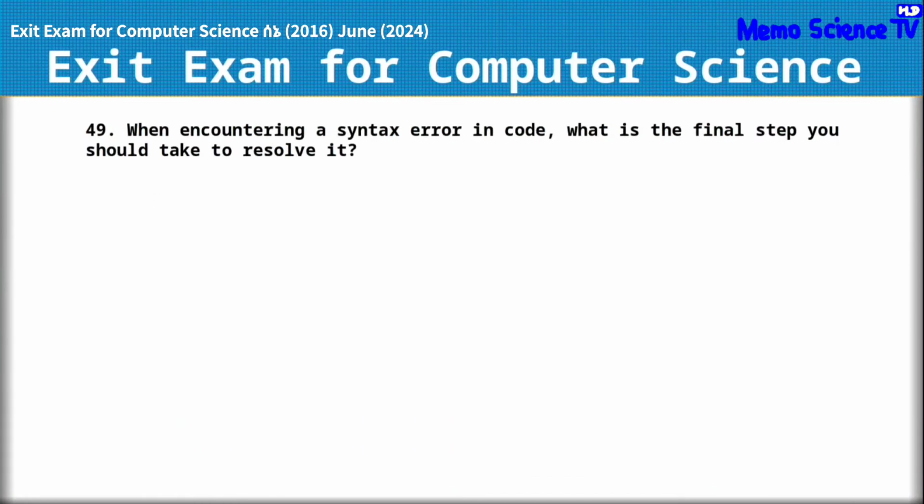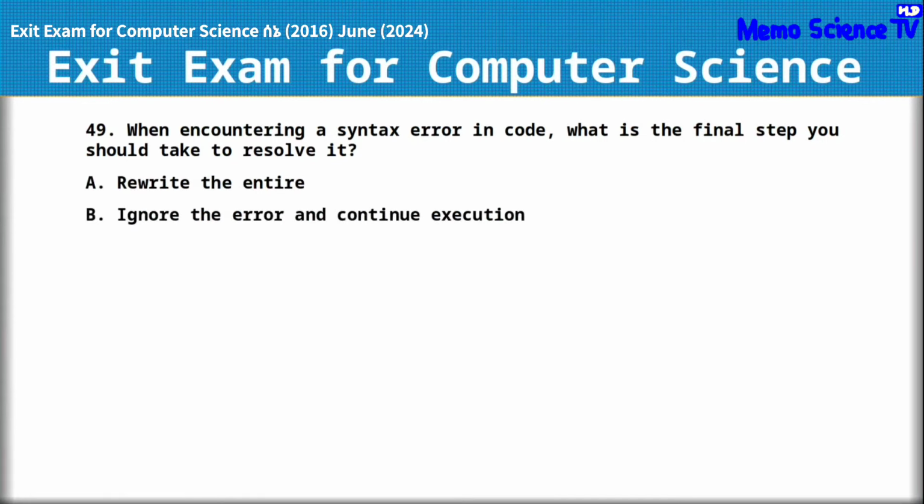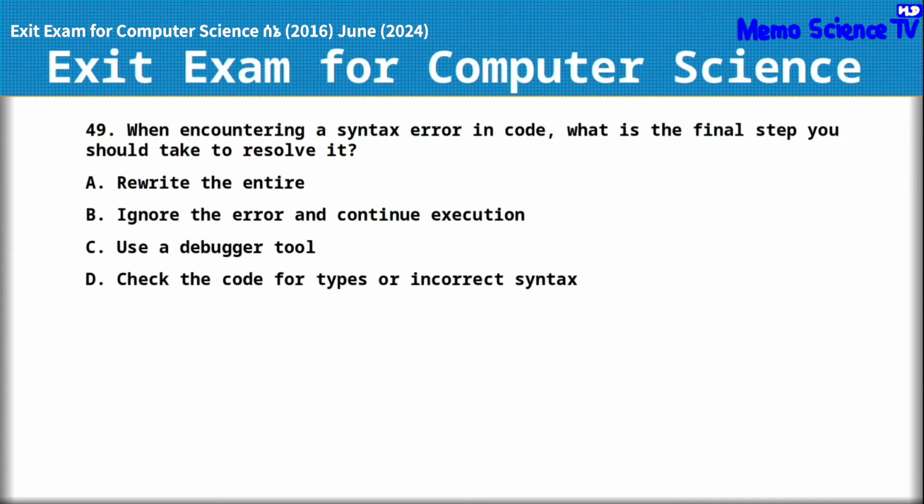Question number 49. When encountering a syntax error in a code, what is the final step you should take to resolve it? A. Rewrite the entire code. B. Ignore the error and continue execution. C. Use a debugger tool. D. Check the code for typos or incorrect syntax.